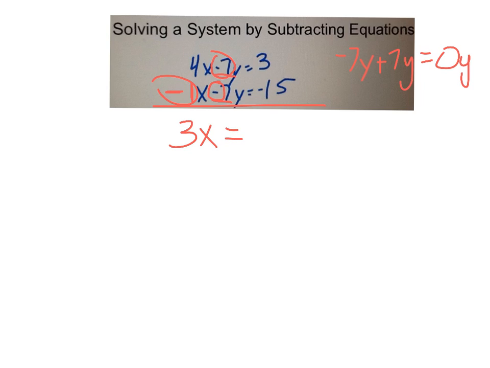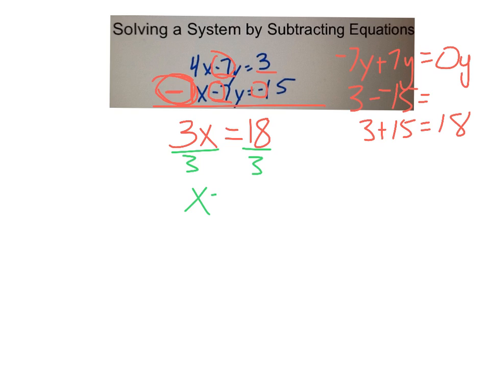On the right-hand side of the equal sign, we have 3 minus a negative 15. Subtracting a negative is the same as adding a positive, so this becomes 3 plus 15, which is 18. So now I have 3x equals 18. Say what's happening, do the opposite. It's being multiplied by 3, so I have to divide by 3. So x equals 6.